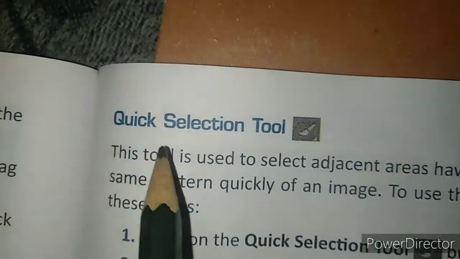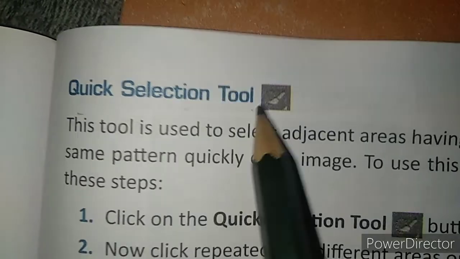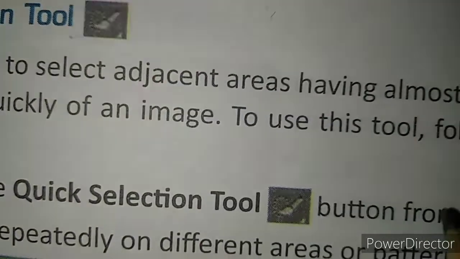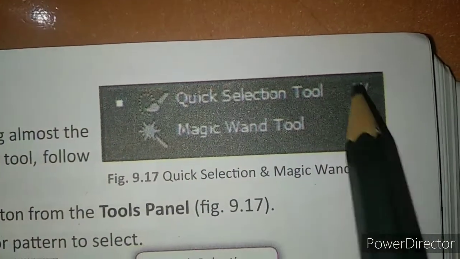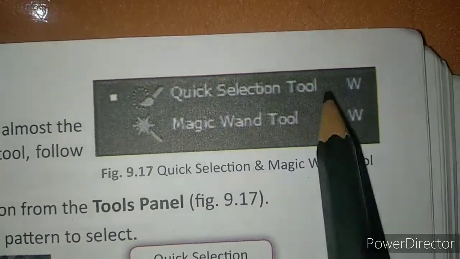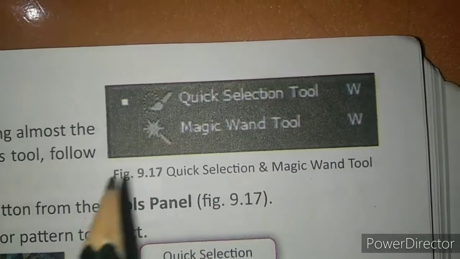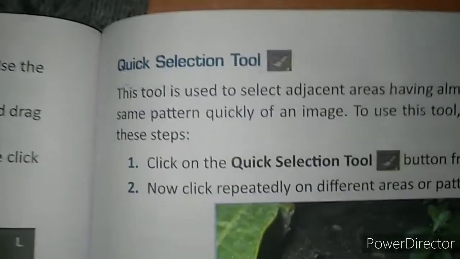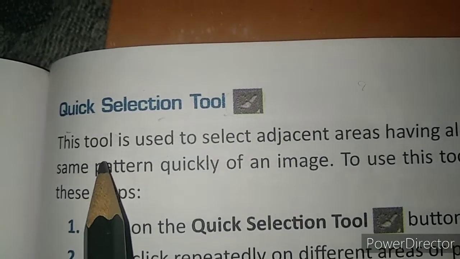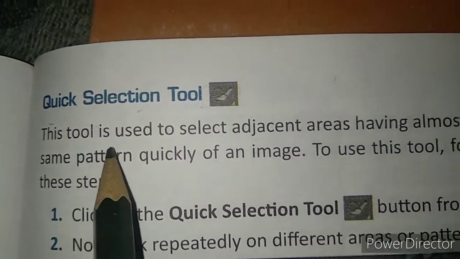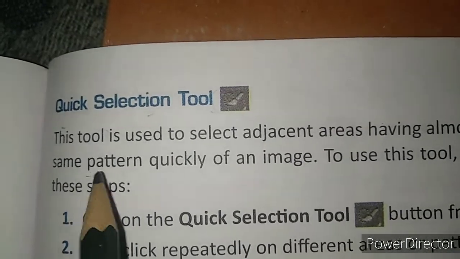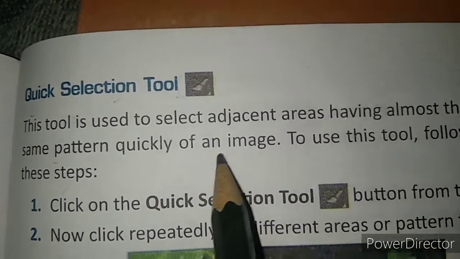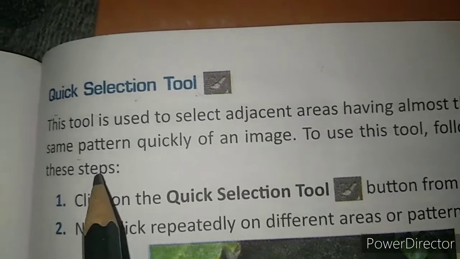Now another selection tool is the quick selection tool. Its symbol is this brush in a square. When you right click on this, you will have another two options: quick selection tool and magic wand tool, right? This quick selection tool is used to quickly select adjacent areas of an image having almost the same pattern. To use this tool, follow these steps.